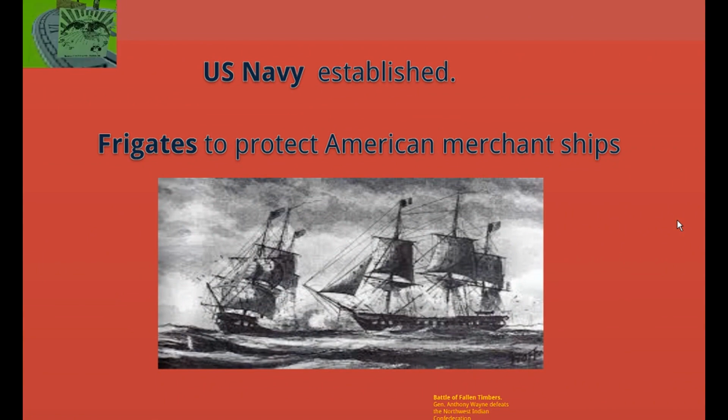The US Navy is established. Frigates are being built, the beginning of building frigates, certain warships to protect American merchant ships. Now we don't have a strong American Navy, but it's the beginning of the establishment of a strong American Navy, which is going to be opposed by the Democratic Republicans.